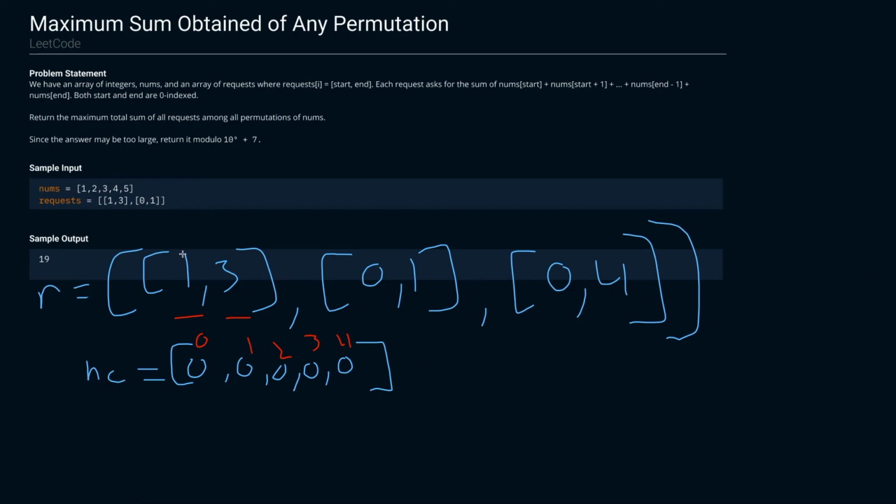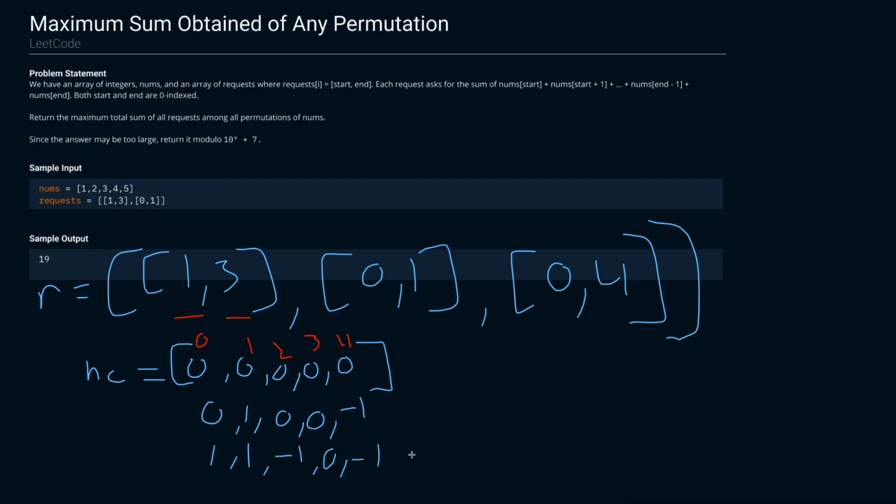And now what I'm going to say is for each request, I'm going to increment the value of the starting location, and I'm going to decrement the value of the ending location plus 1. And what this is going to represent is a range. So if we repeat this process for each request, we'll see that after adding 1, 3, we have that. So after adding 0, 1, we'll see 1, 1, negative 1, 0, negative 1.